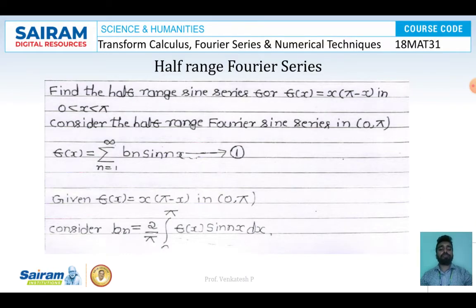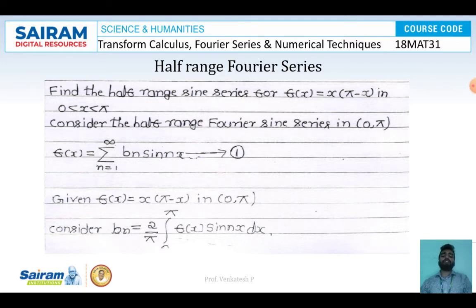Example number 3. Find the half-range sine series for f of x is equal to x into pi minus x in 0 less than x less than pi. So first you take the formula of half-range Fourier sine series for the pi interval, that is f of x is equal to summation n from 1 to infinity bn sin nx is the formula, and call it as equation number 1. So now they have given that the function is f of x is equal to x into pi minus x in 0 comma pi.